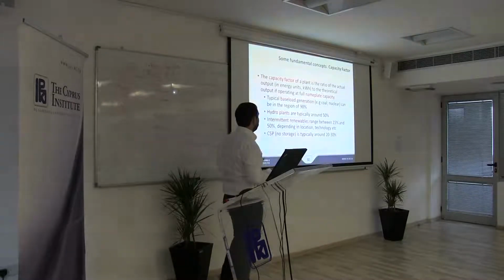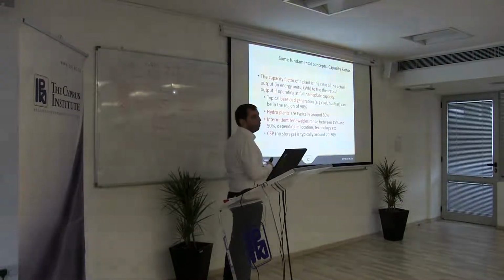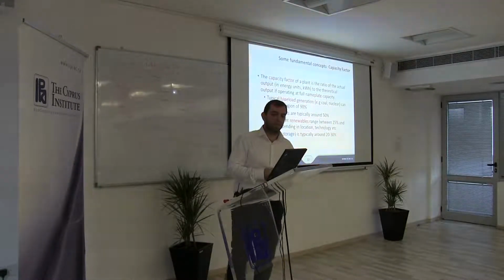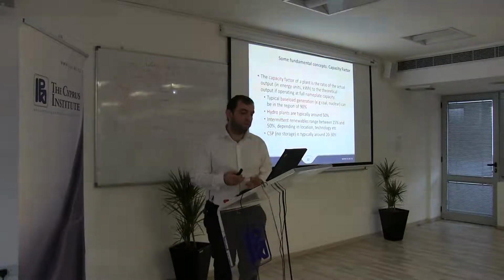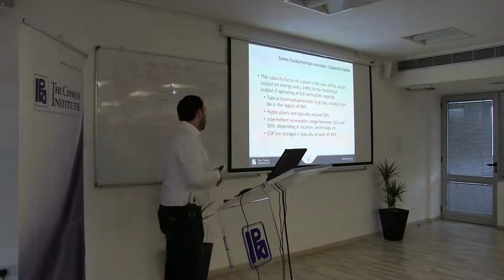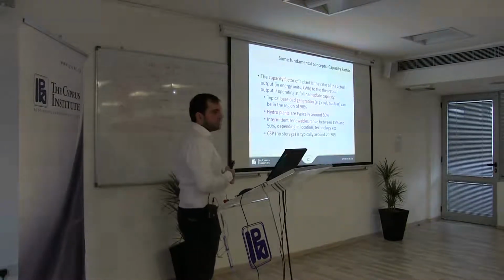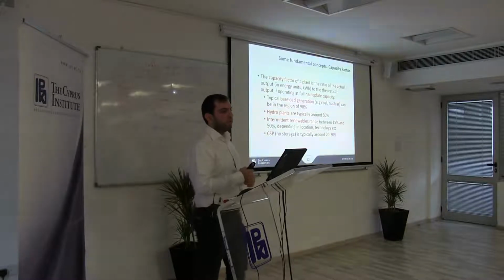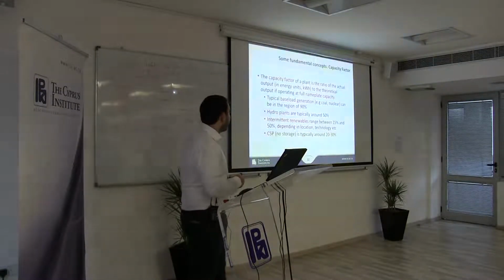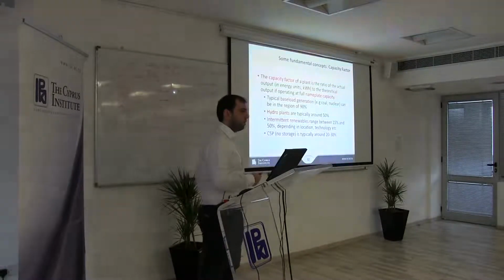In the case of intermittent renewables, such as PV and wind, the capacity factor can range between 15% and 50%, again depending on the location and technology. Whereas in the case of CSP without storage, this is typically around 20 to 30%. Does everyone understand the concept behind capacity factor? Yes.